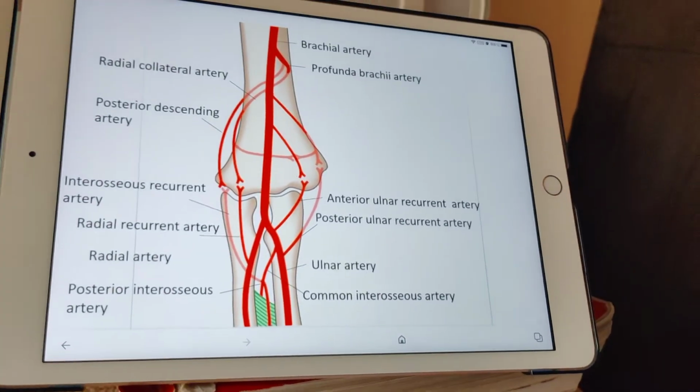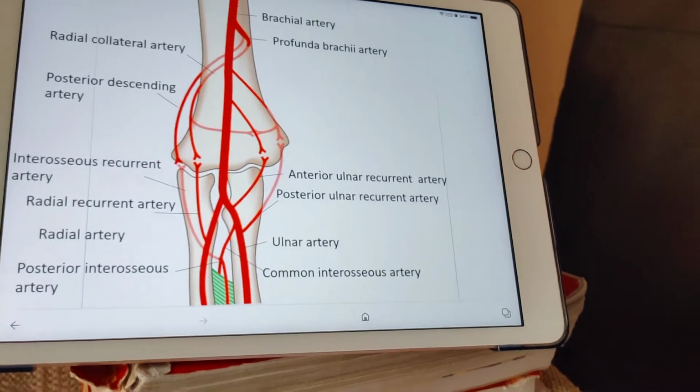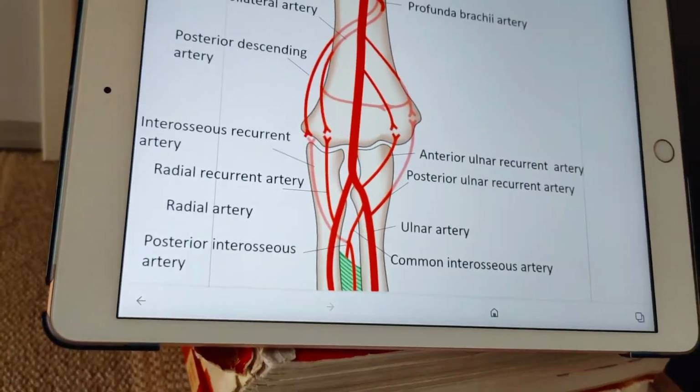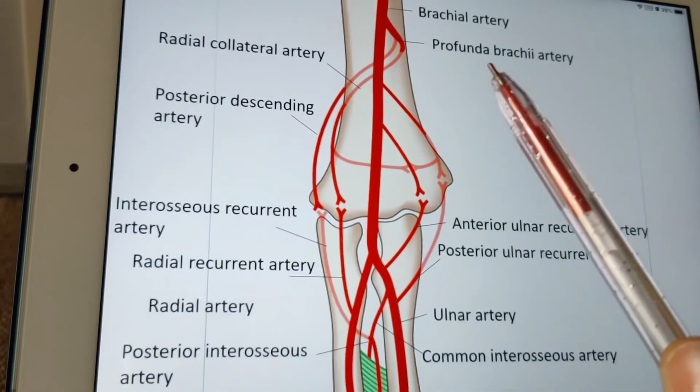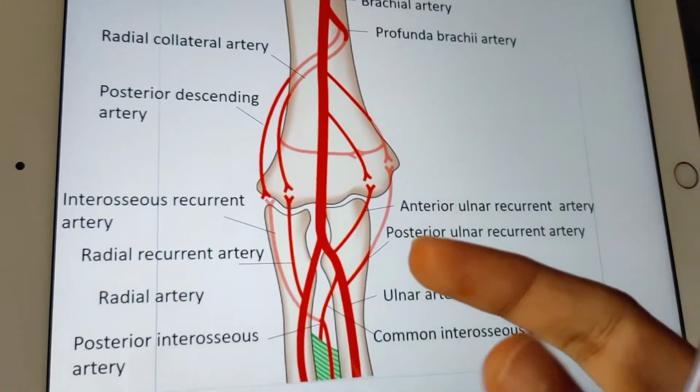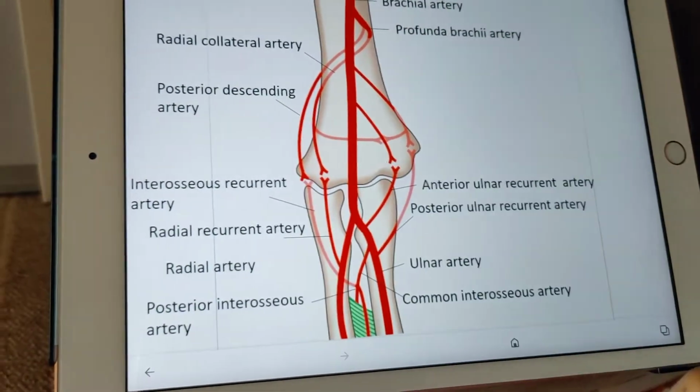Back to the channel. I think you have already seen this diagram in the elbow joint. So with the same diagram, let us start understanding today the profunda brachii artery. The profunda brachii artery is an artery, the vessel of the posterior compartment of the arm.